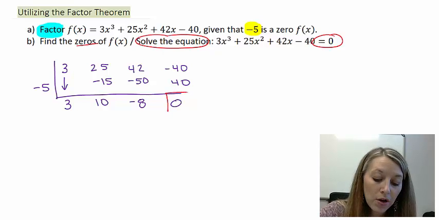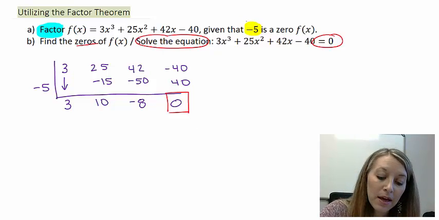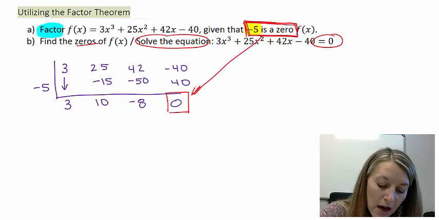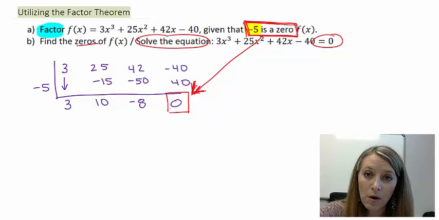Now, we know that we absolutely should come up with a 0 here because it guaranteed us that we should. If negative 5 is a 0, that tells us that our remainder should be 0. So if it tells you something's a 0 and you didn't get 0 as a remainder, that means you made a mistake here. Okay, what we did now was we factored this.